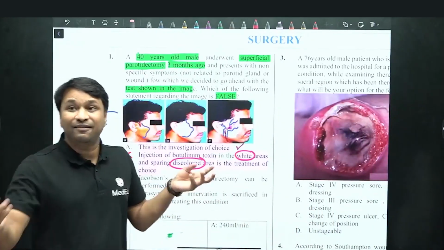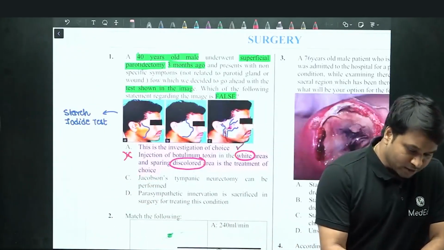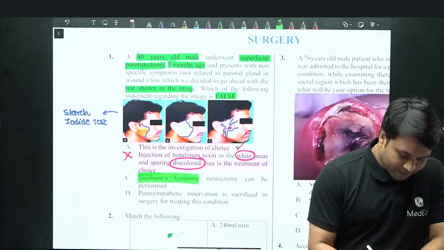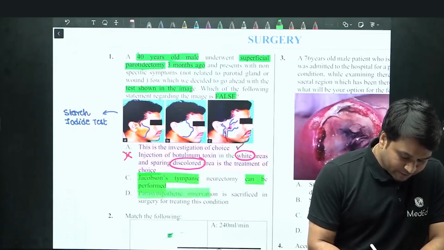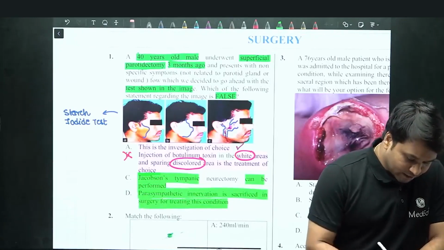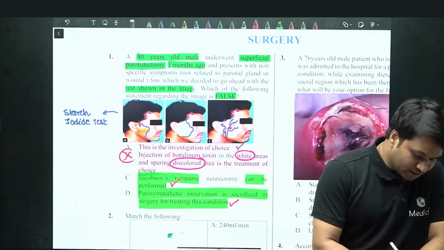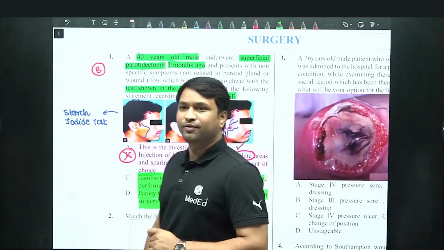Why would I spare it? In fact, I'll give the injections in the discolored area. So this is wrong. The next option that you have is Jacobson's tympanic neurectomy can be performed. It is correct. Parasympathetic innervation is sacrificed in the surgery for treating this condition. The other options are correct. So these 3 options are correct. So the answer here is going to be B for Bombay.